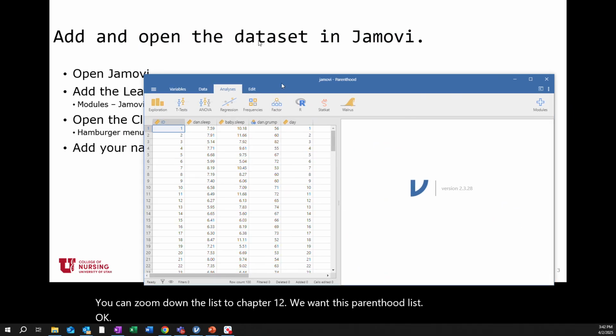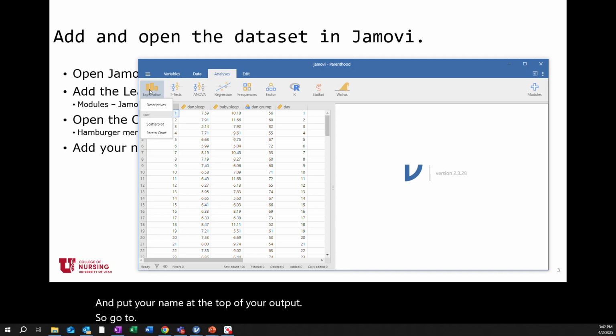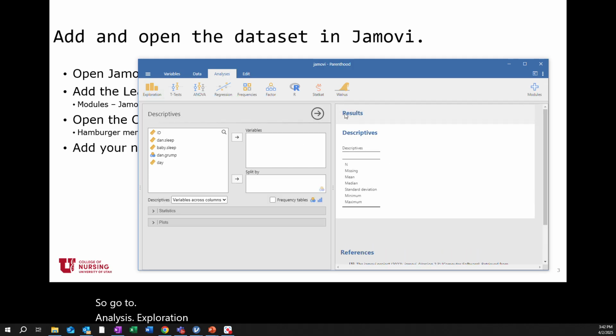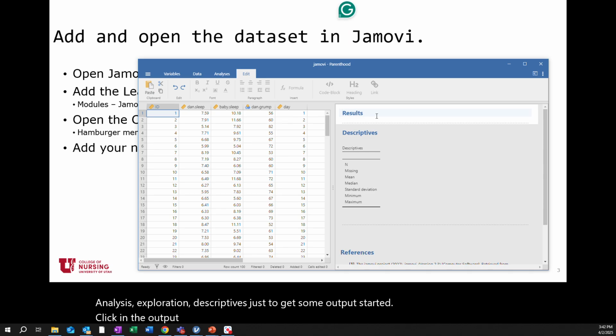And put your name at the top of your output. So go to analysis, exploration, descriptives, just to get some output started. Click in the output right in front of results, so your cursor's flashing, and add your name there. Alrighty.